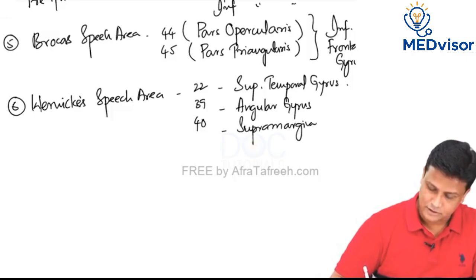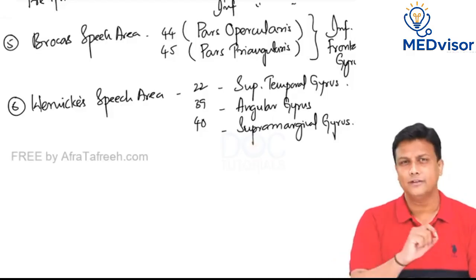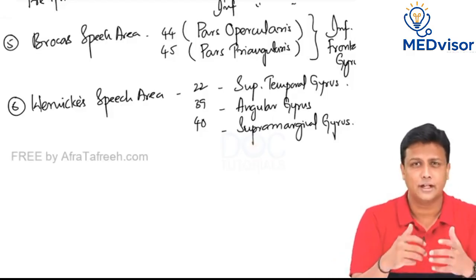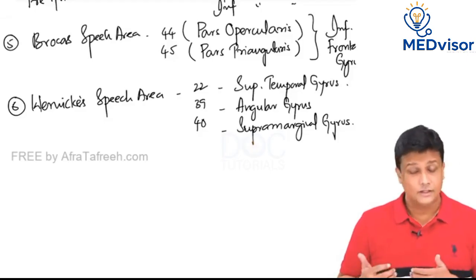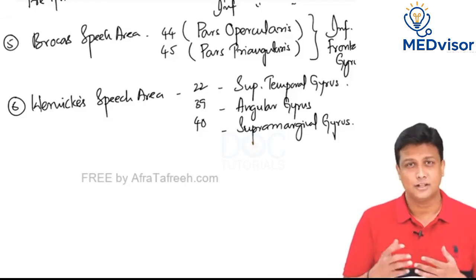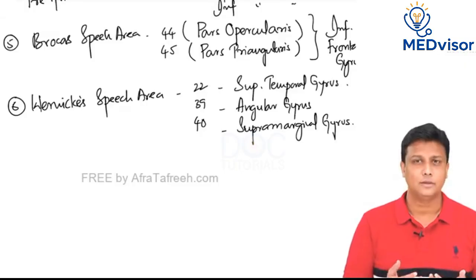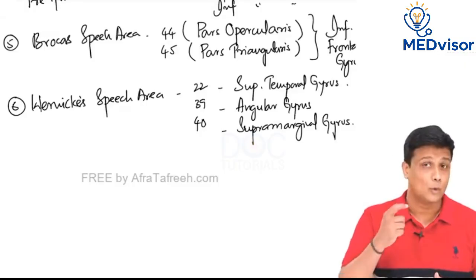That is supramarginal gyrus. Awesome. Crystal clear. Now here, don't get confused about area number 22. Don't think that sir has included that in the auditory association area and even in the speech area also. Of course, there should be some relation. There are certain fibers which are connecting the speech area with the auditory area.